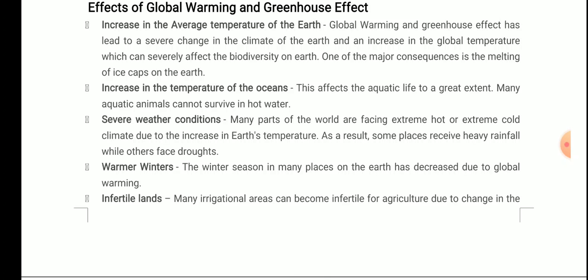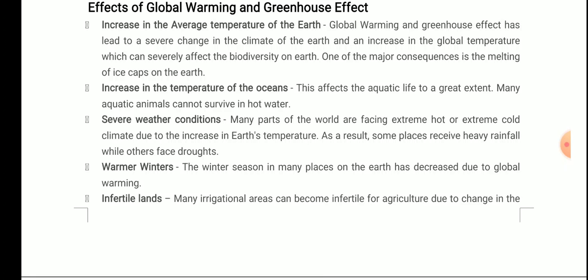Third, severe weather conditions. Many parts of the world are facing extreme hot or extreme cold climate due to the increase in Earth's temperature. As a result, some places receive heavy rainfall while others face droughts. Very important: many parts of the world are facing extreme hot or extreme cold climate due to this increase in Earth's temperature, and as a result, some places receive heavy rainfall while others face drought. This is also one of the reasons.